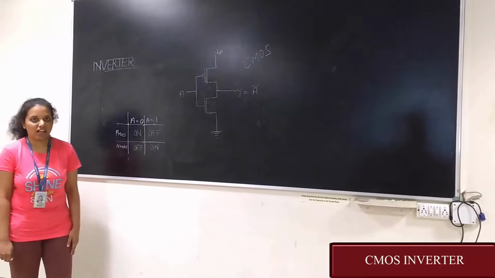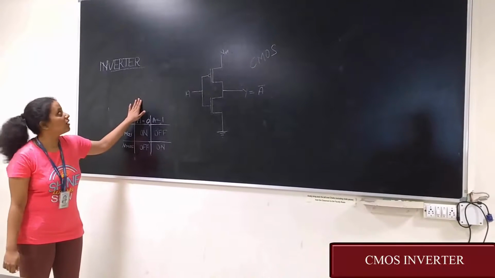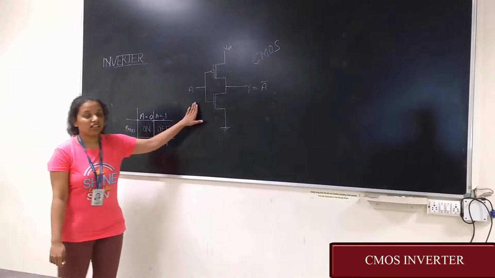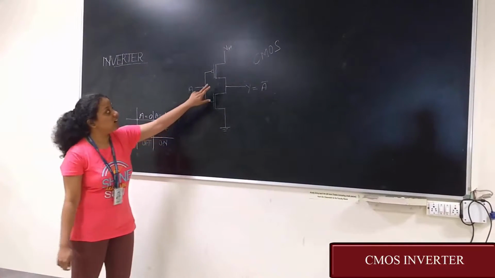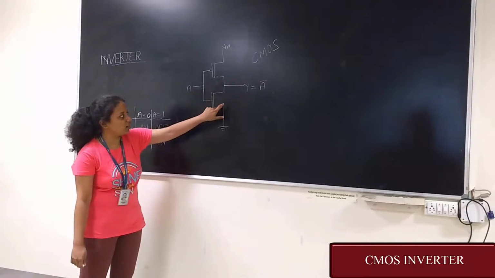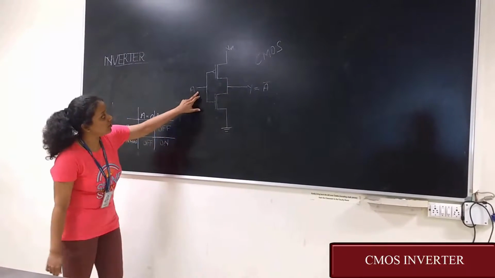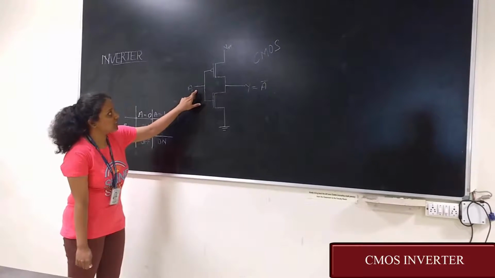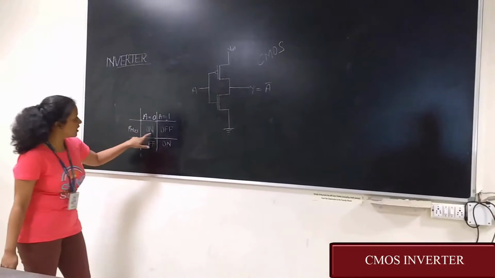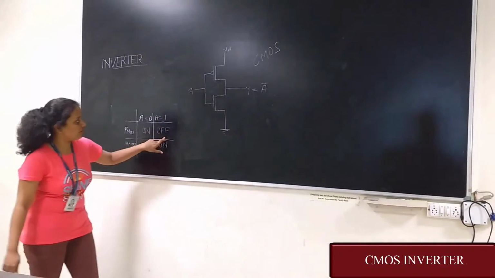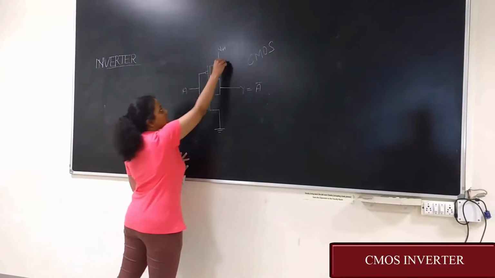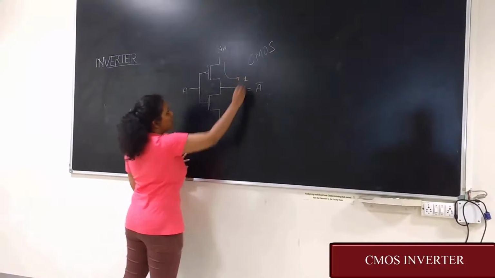Welcome to VLSI Lab. Today we are going to learn about the inverter. It is a CMOS inverter and it consists of a PMOS and an NMOS. Here, when we give input as 0, PMOS is on as you can see here and NMOS is off. That's why the VDD goes at the output and we get 1.